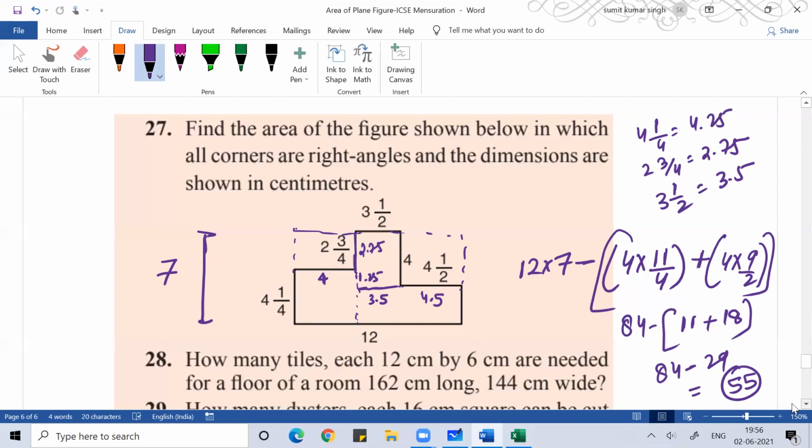Dhoni, have you understood? Yes, sir. So I just found that this total, this is anyways given to us. I found this total length. This is 4 1 by 4 means 4.25 and this is given 2.35. This is 2.75. So I got this total length as 7. So I found the complete area as 84 minus I subtracted this 8. This and this.